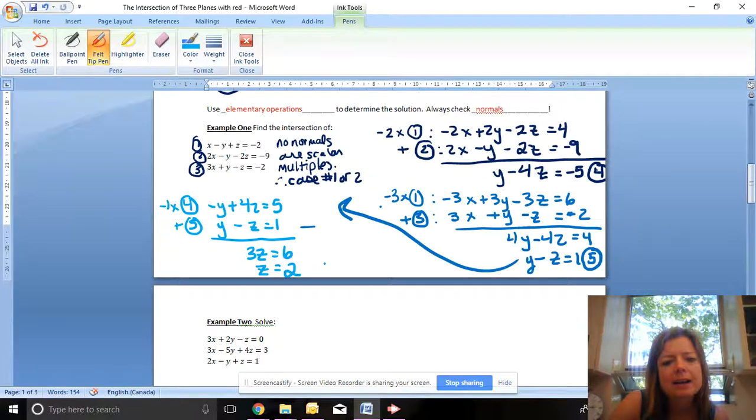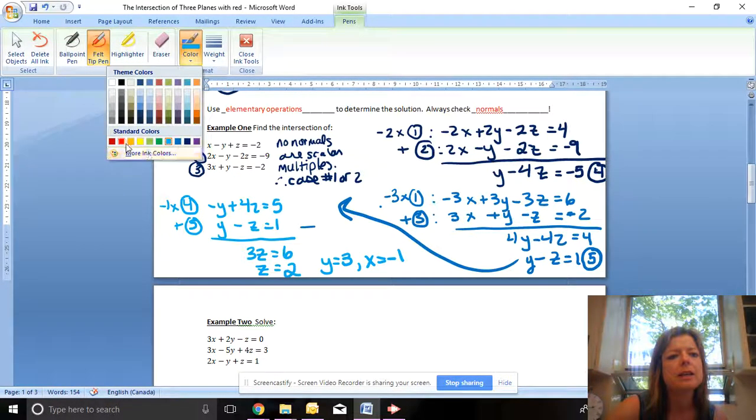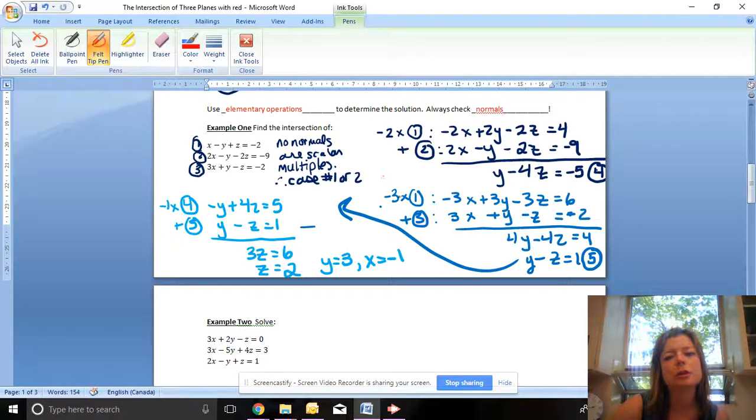Okay, so then you use back substitution and you find that y is equal to 3 and x is equal to -1. Okay, so we can conclude, because we were able to go through and actually find a unique point, we can conclude that these 3 lines intersect at the point -1, 3, 2.